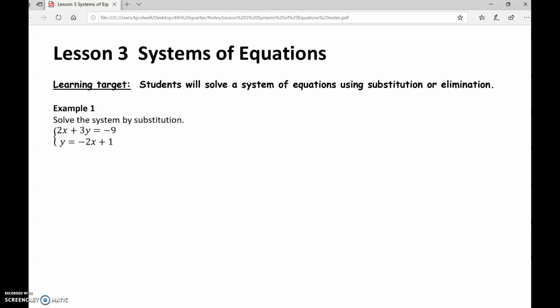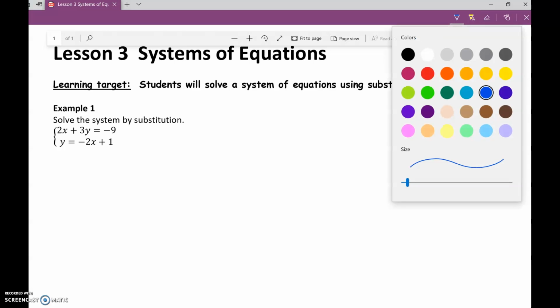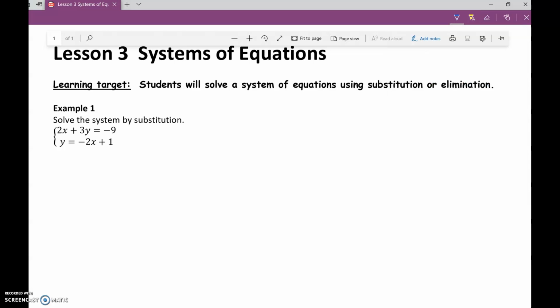First of all, substitution. One of the equations has to be solved for either x or y. If you look at example number 1, the second equation is solved for y. So we can use substitution if this is the case. I'm going to go to equation number 1. So wherever I see a y, I'm going to substitute in that algebraic expression, negative 2x plus 1.